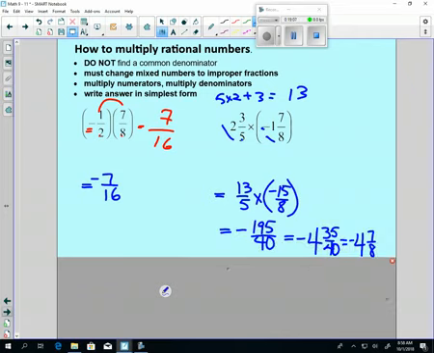Now we just multiply the numerators, 13 by negative 15, it's going to be 195, and 5 times 8, it's going to be 40. It's supposed to be negative, and dividing 195 by 40, we get 4 and 35 over 40. Divide 5 into both of those, reduces to 7 eighths, 4 and 7 eighths, minus 4 and 7 eighths.